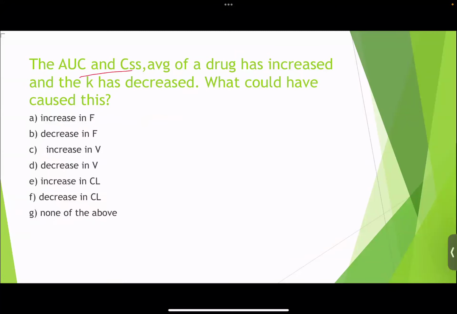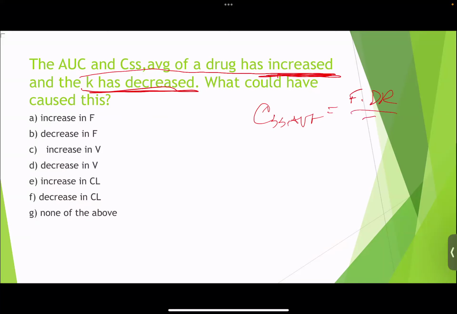If the area of the curve and CSS average of a drug have increased and the K has decreased, what has caused this? Okay, so CSS average is bioavailable dose rate over clearance. And what has happened? This has increased. So it's either due to a decrease in bioavailability, a decrease in clearance, an increase in bioavailability, or an increase in dose rate.